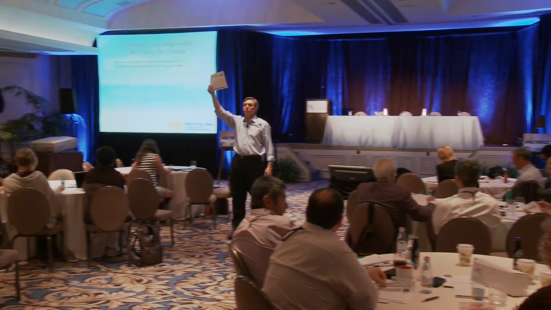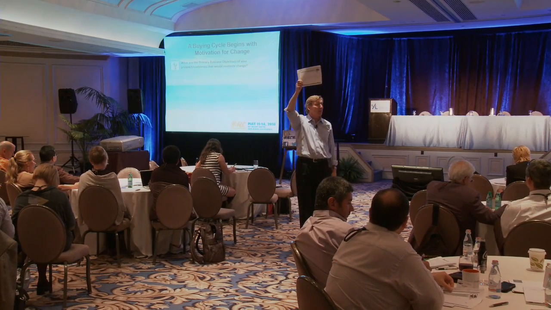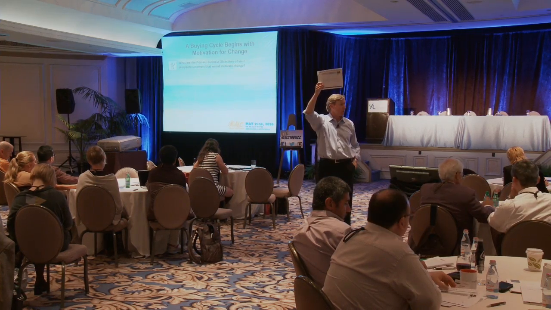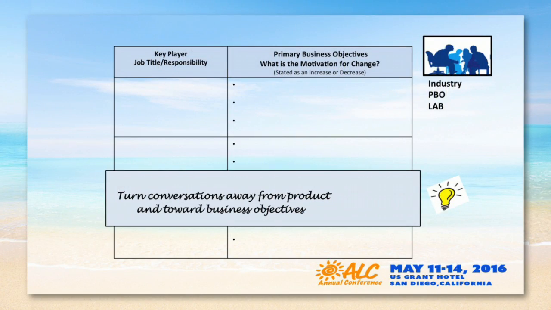What are the titles of the top 3 key players that you speak to most commonly in your customer's organization? The titles are going to change, but I ask you to write down the titles of those individuals, those key players. And then what's important to those individuals? What are the business objectives or the motivations for change with those key players? Do you know what they are? Could you write that down easily on this piece of paper?